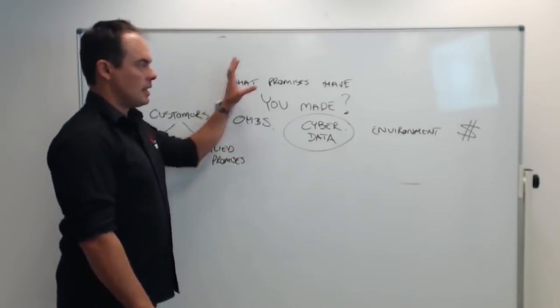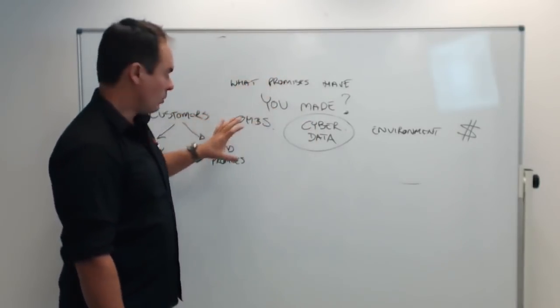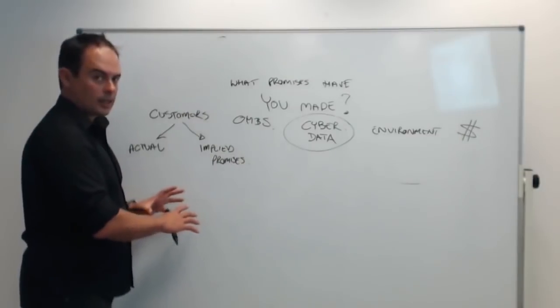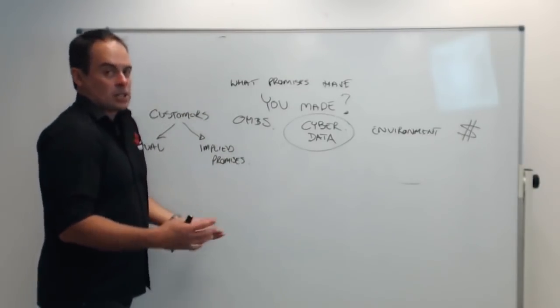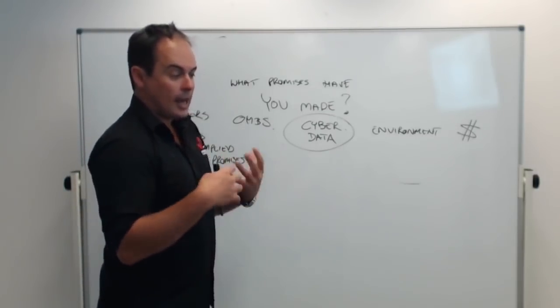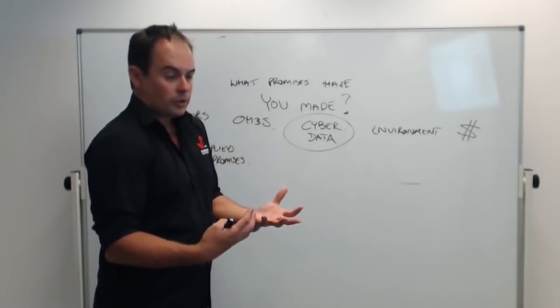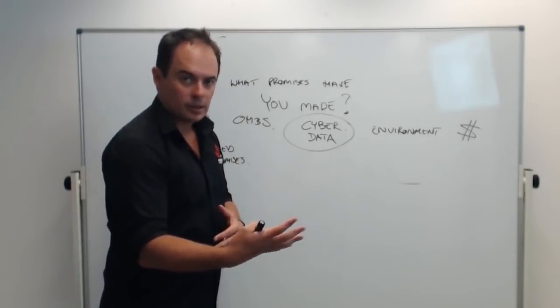And so as we start to ask the question, what promises have you made, then we can start to look at what those things are. And that's where we come to this next question around, well, how do we measure? This is about getting a clear picture of your organization's performance. How do we measure that we've delivered the promise, if that makes sense?